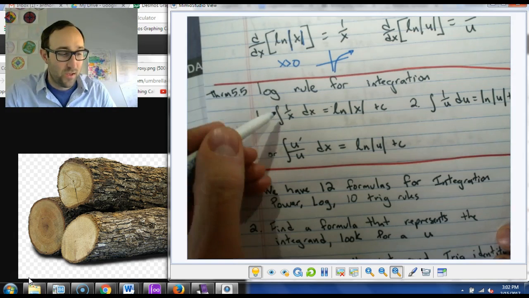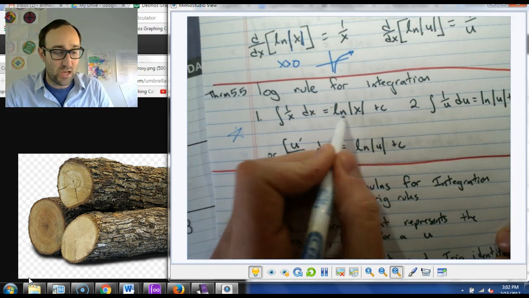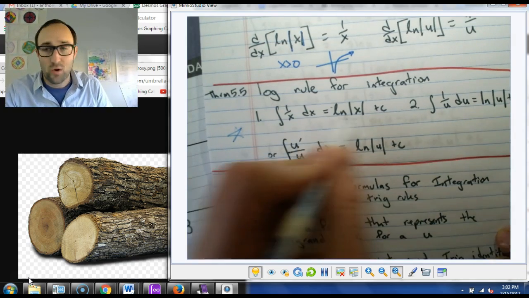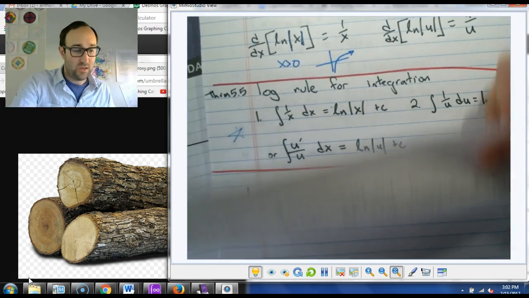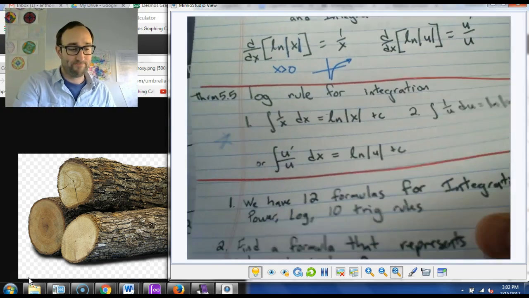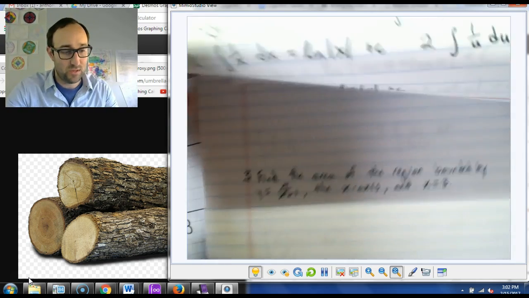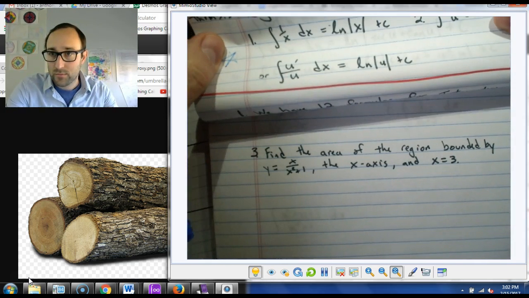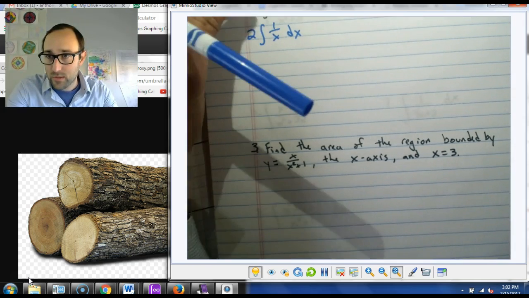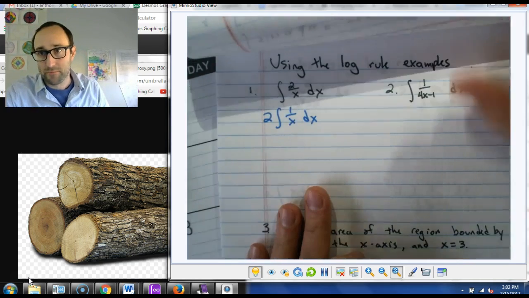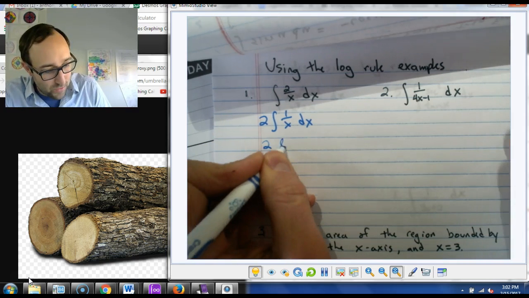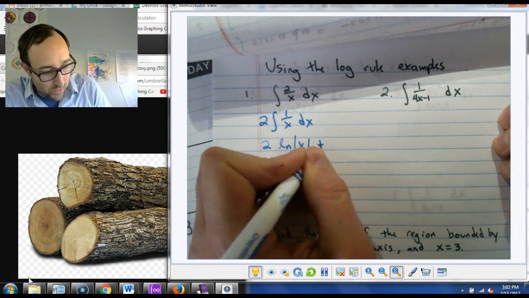So let me help you out. The integral of 1 over x dx equals the natural log of the absolute value of x plus c. So really, this is what we're using right here. Isn't that the exact same thing as what we're doing right here? There it is. Okay, so this is going to be the same as 2 natural log absolute value of x plus c.